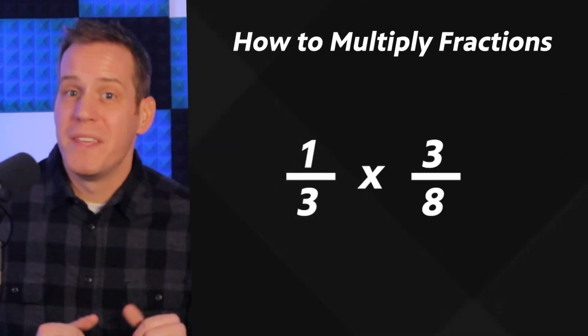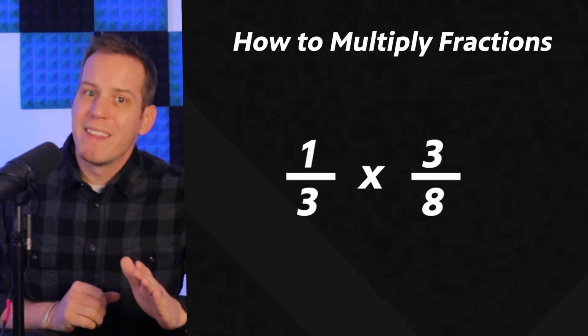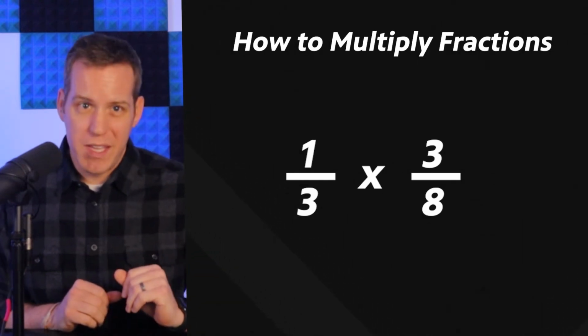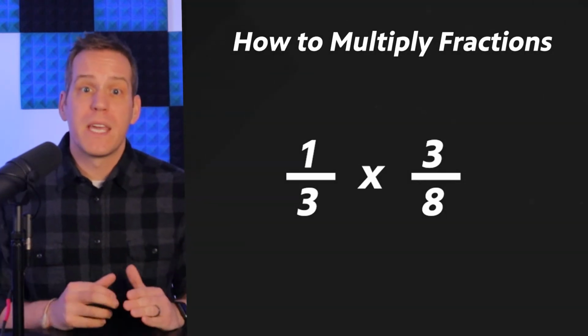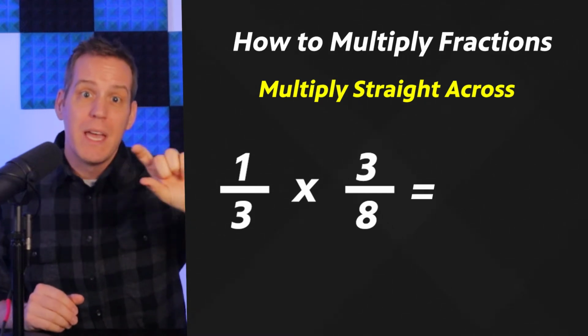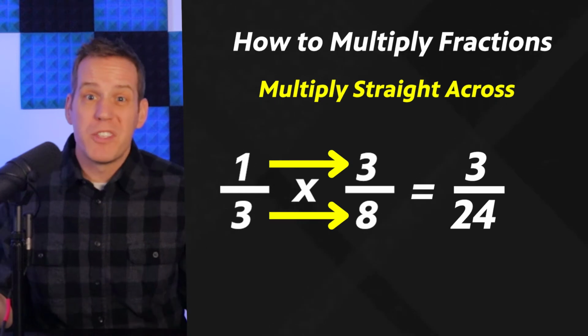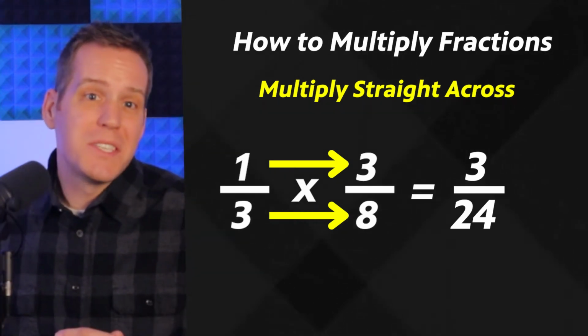Now, how do you solve these? Well, I'll show you the basic way, and then I'll teach you a possible shortcut that can make you even faster at solving these. So to solve problems like this, all you need to do is multiply straight across. No, seriously. I mean, just multiply numerator times numerator and denominator times denominator, and you're pretty much done. The only thing left is to simplify.